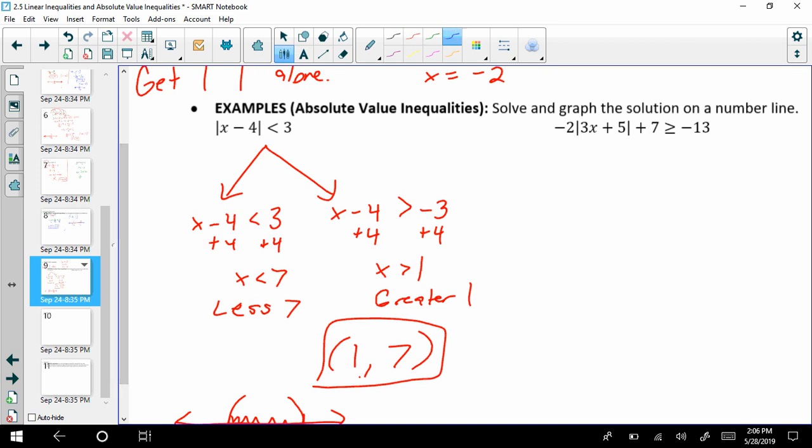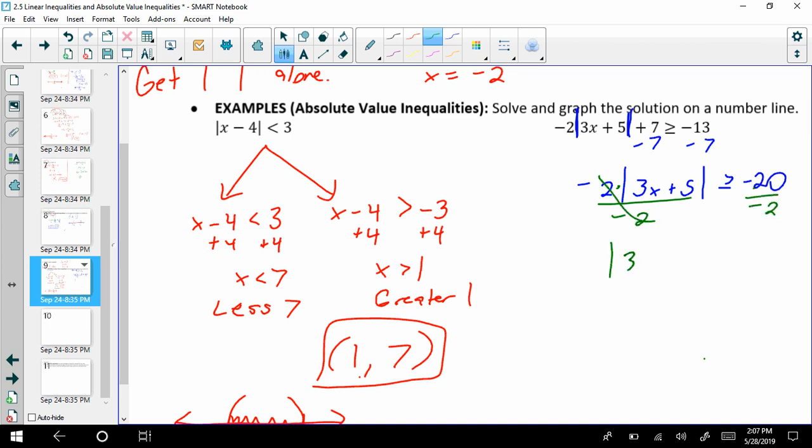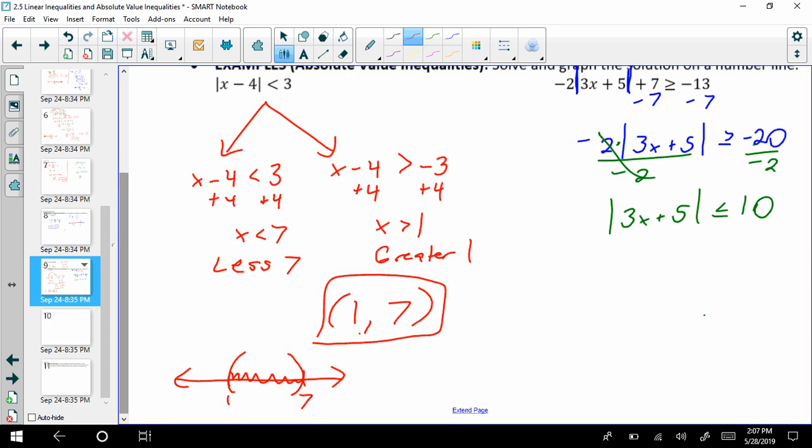Okay, the next one, we have a little bit more work to do because notice the absolute value bars are not by themselves. This negative 2 and 7, we got to get rid of them. So I'm going to subtract 7. Now I have to get rid of the negative 2 since there's multiplication. I'm going to divide. The symbol flips because I'm dividing by a negative. And now that the absolute value bars are alone, I'm going to set up my two inequalities. So the other one's going to be greater than or equal to negative 10.